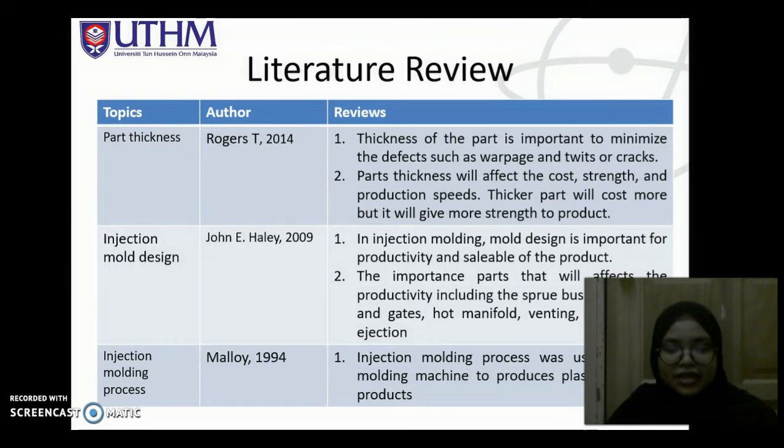And lastly, the literature review has been made for the topic injection molding process. It was written by Malloy in 1994. Malloy said that the injection molding process uses an injection molding machine to produce plastic parts or products.